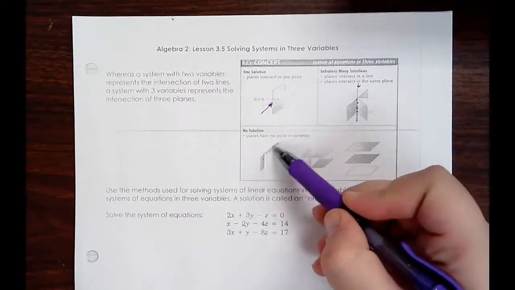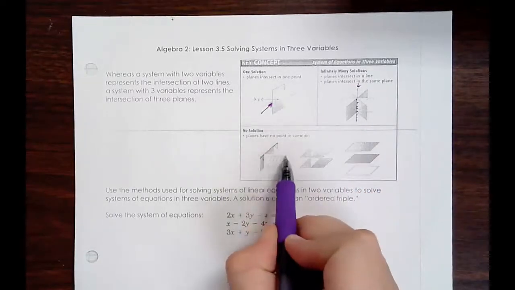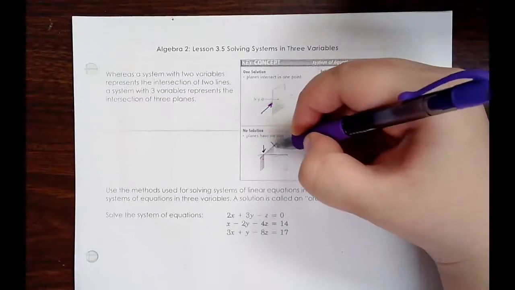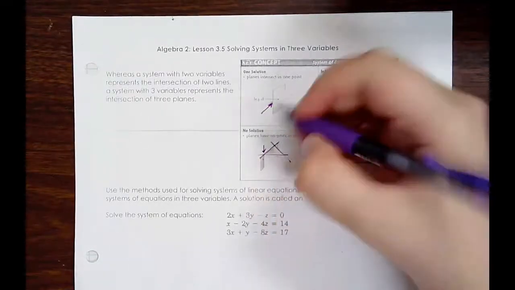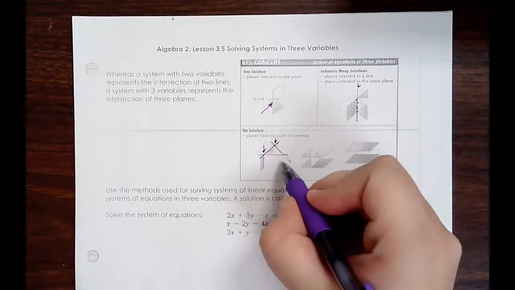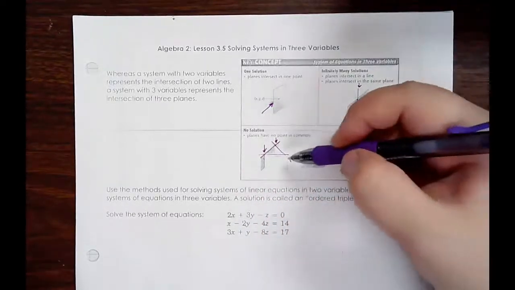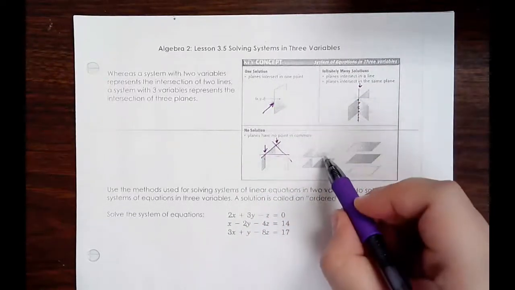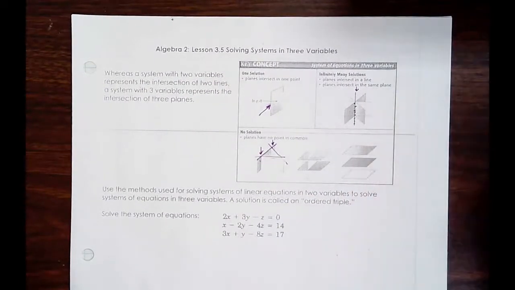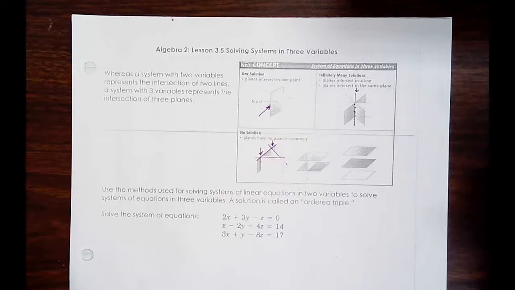So these 2 planes, you can see, they have this bar, and then these 2 planes have this bar, but neither one of them share anything with this 3rd plane, so it doesn't work. Same thing here. These 2 don't share anything, and over here, none of them share anything, so no solutions.